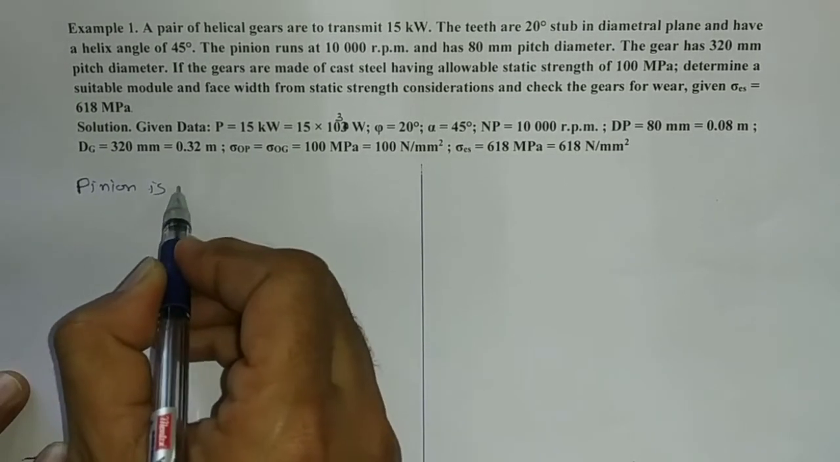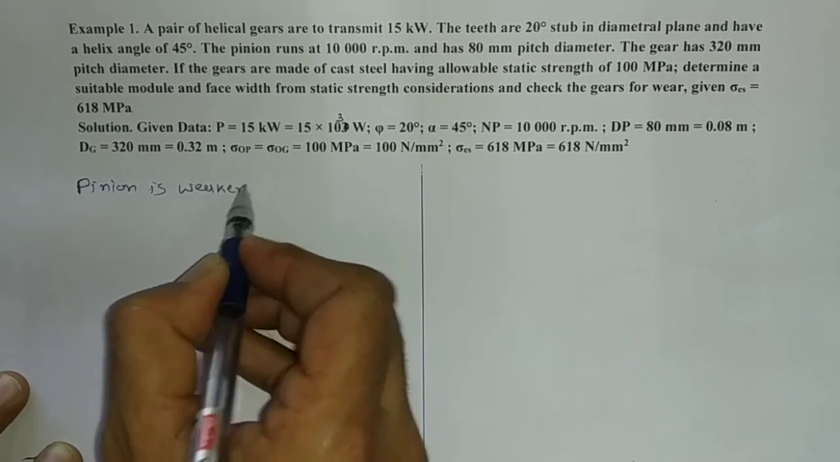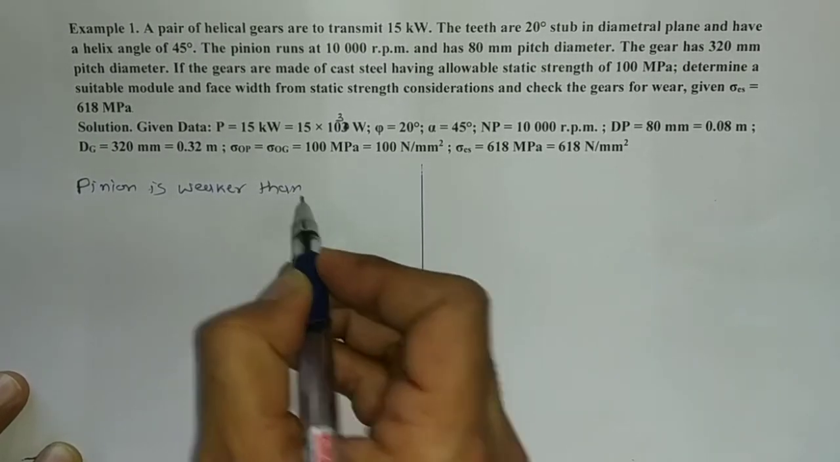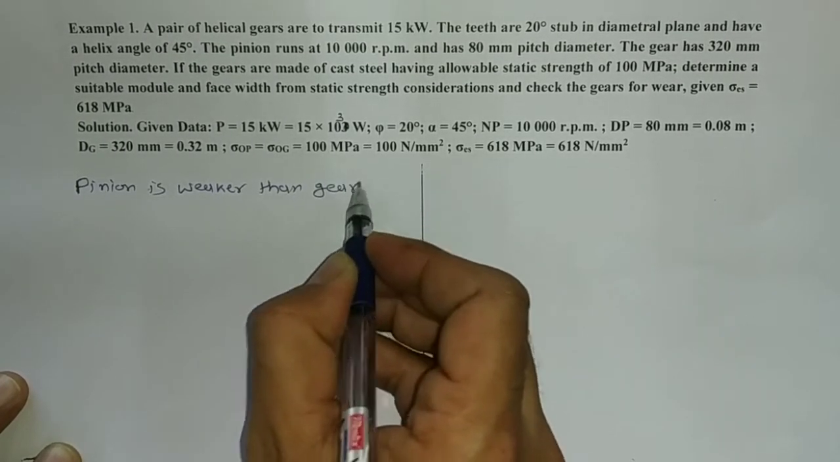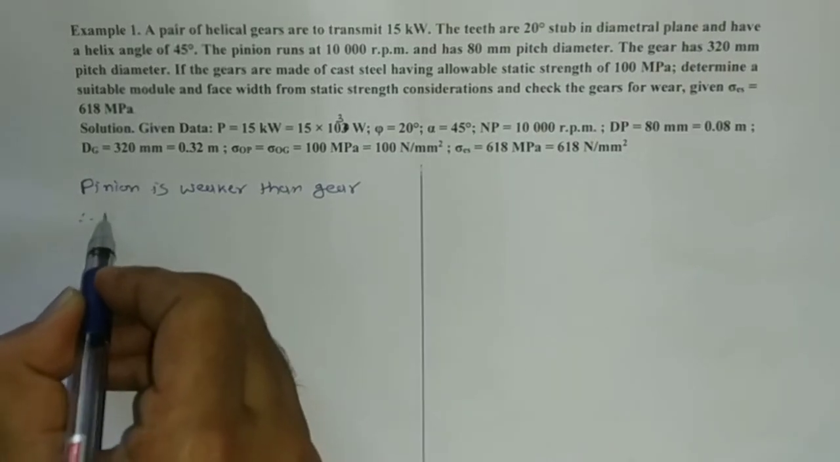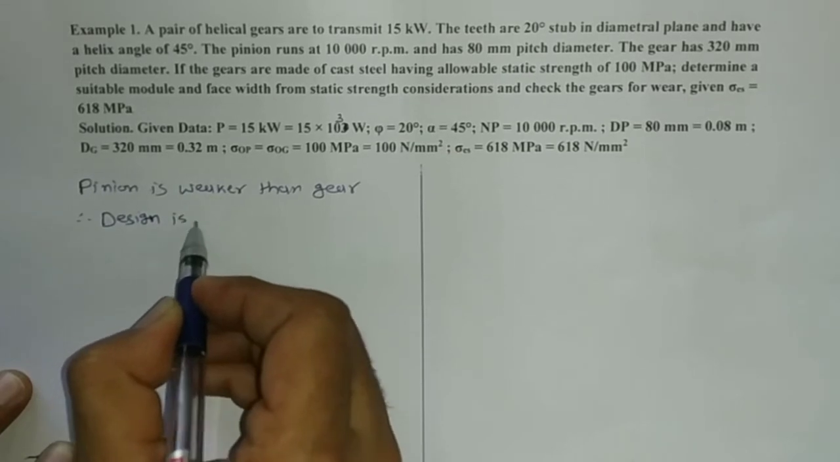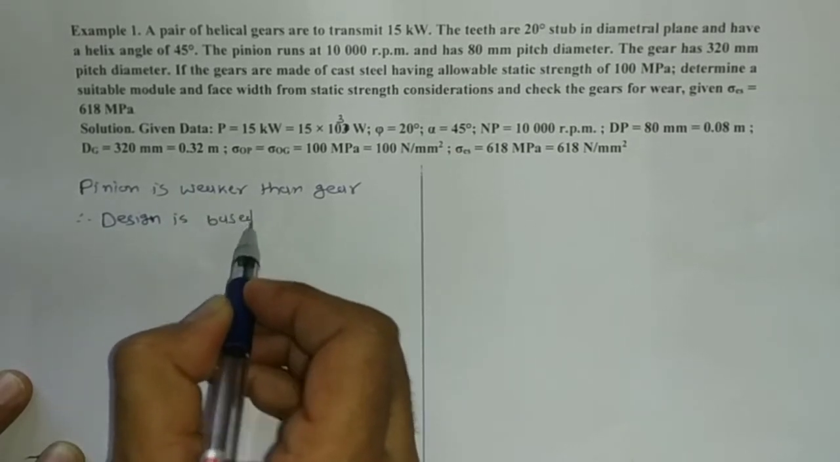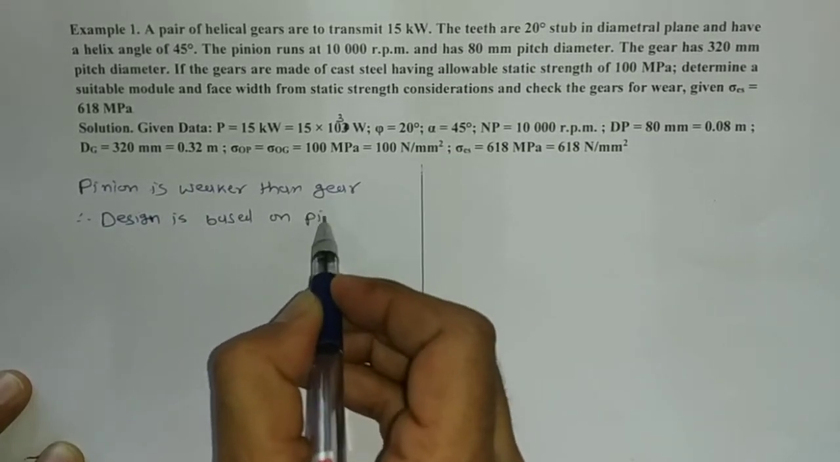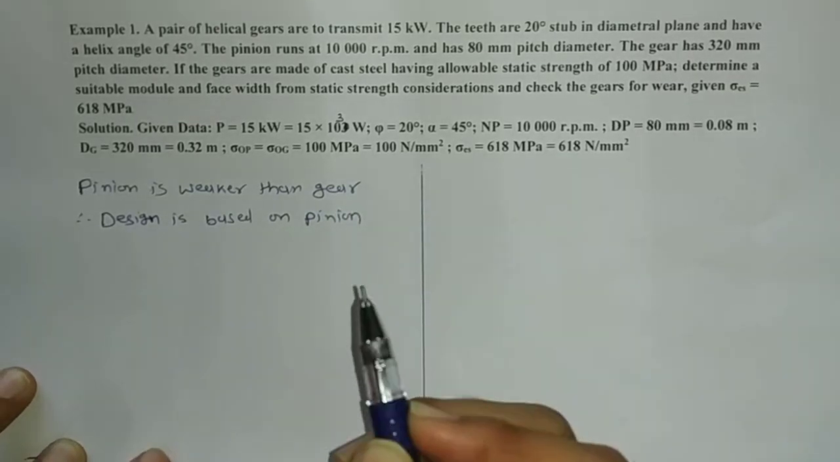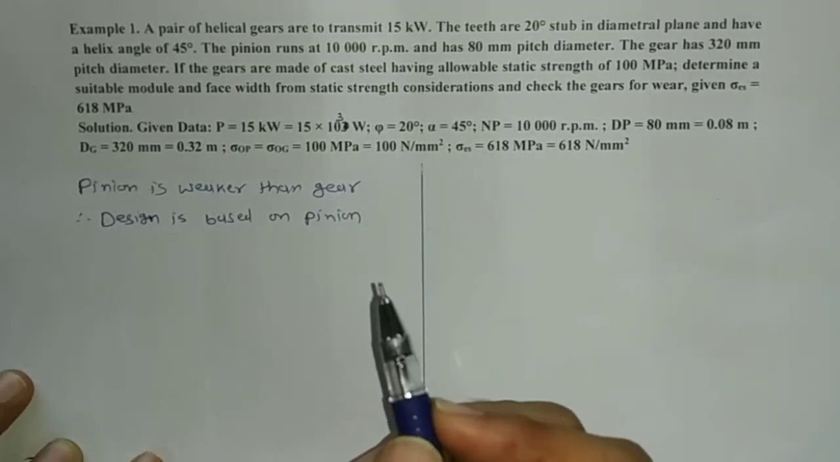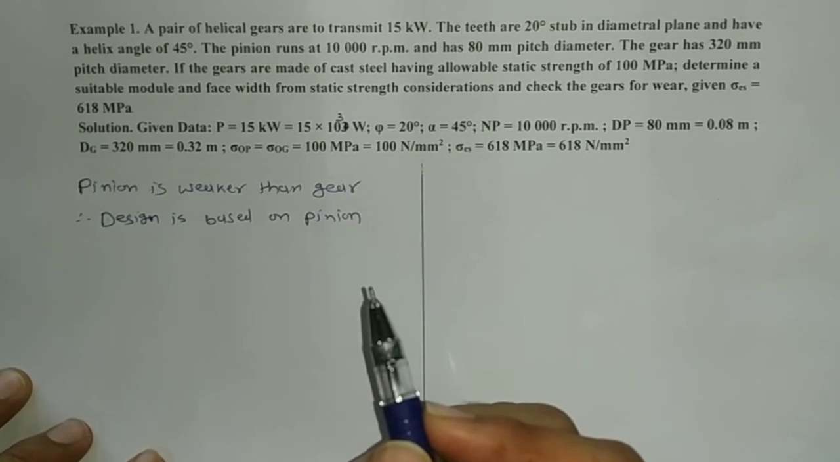Pinion is weaker than gear. So therefore, design is based on pinion. Right? Now, first of all, we have to find out the torque transmitted by the pinion.